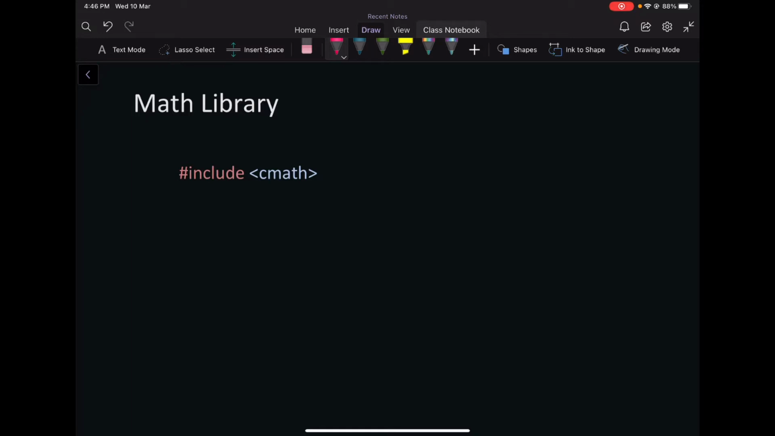Hi guys, in this video, let's talk about the math library that is present in C++. This C++ math library is very similar to the programming language C's math library. It is very easy to use and it can be accessed using the file cmath. So we have to include this file to use all the math functions that are in this file. Let me tell you some very basic and most used functions that we use.